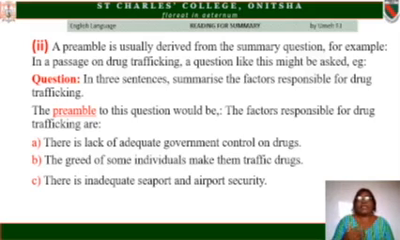For instance, answer to number 1 seems, A, there is lack of adequate government control on drugs. B, the greed of some individuals make them traffic drugs. C, there is inadequate seaport and airport security. So what I'm trying to say here is that you don't have to give preamble to every sentence you make. That first sentence, the factors responsible for drug trafficking are, if you listen very well, you see that it connects to the sentence, the greed of some individuals make them traffic drugs. You don't need to repeat the preamble again and again to complete a sentence.